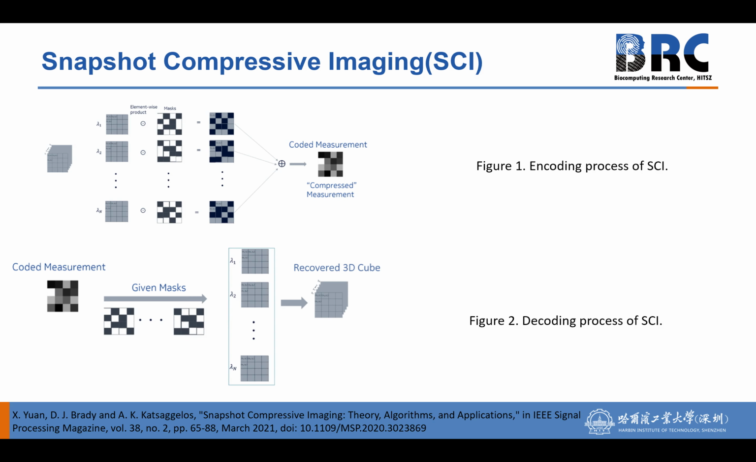Snapshot compressive imaging, or SCI for short, consists of two parts: hardware encoding and software decoding. As shown in Figure 1, the encoding process is to modulate different channels of given 3D data with different masks and accumulate them element by element to obtain the final compressed 2D measurement, while the decoding process is to reconstruct the desired 3D data from the encoded measurement and the given masks through a specific reconstruction algorithm.